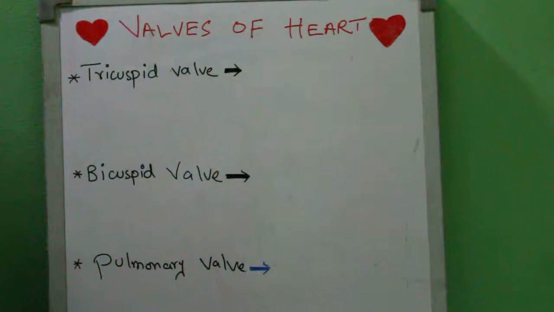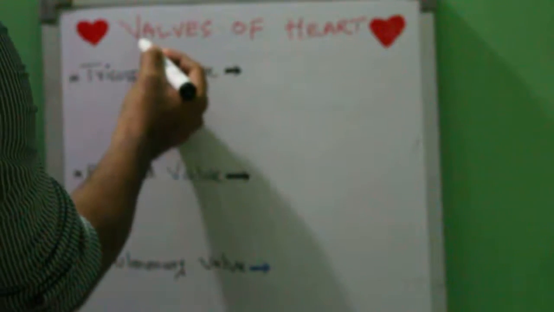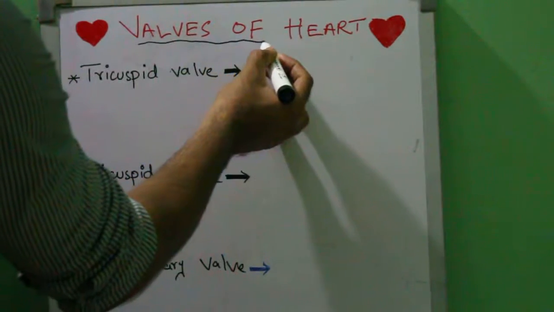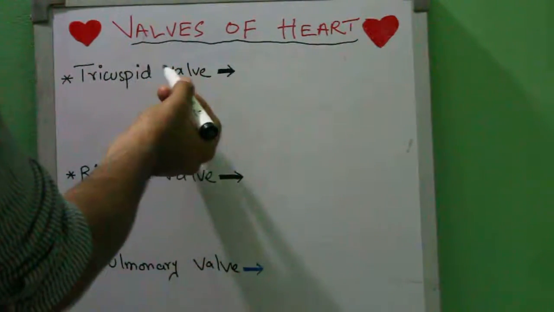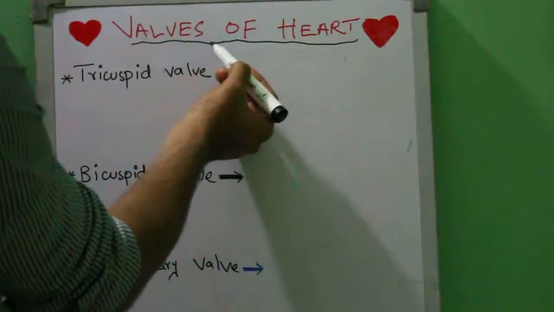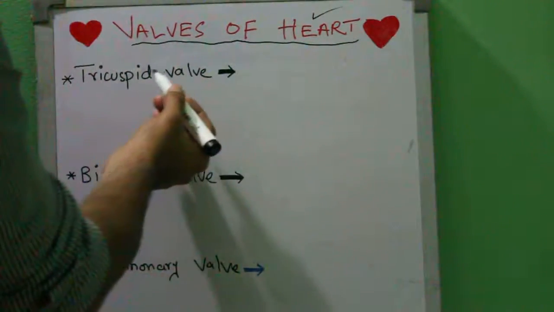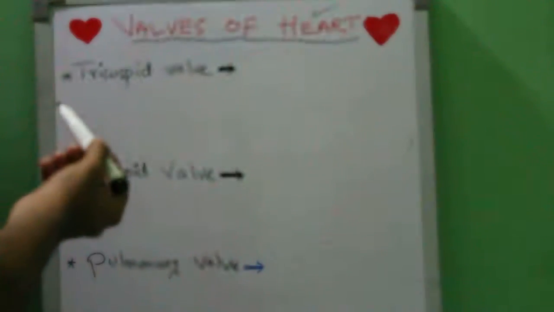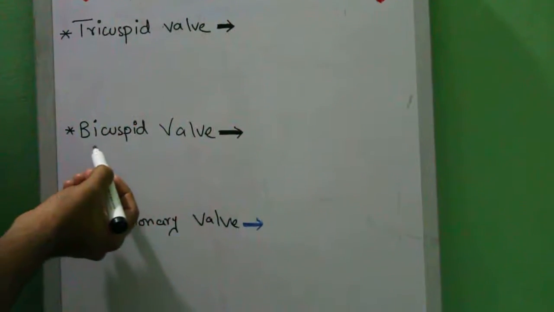Today I am going to discuss a very important topic, that is valves of the heart. Valves are present in all parts of our body like arteries, veins and the heart. But today I am going to discuss about the valves which are present in our heart. There are 4 valves present in our heart, namely tricuspid valve, bicuspid valve, pulmonary valve and the aortic valve.